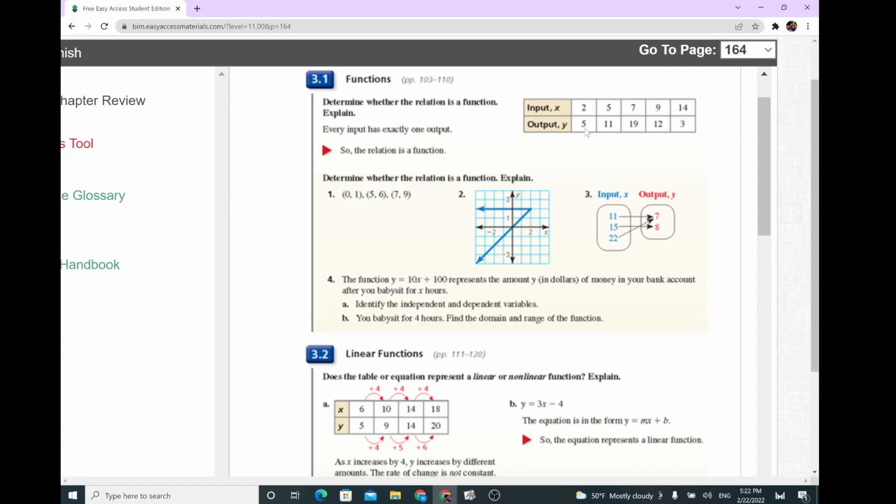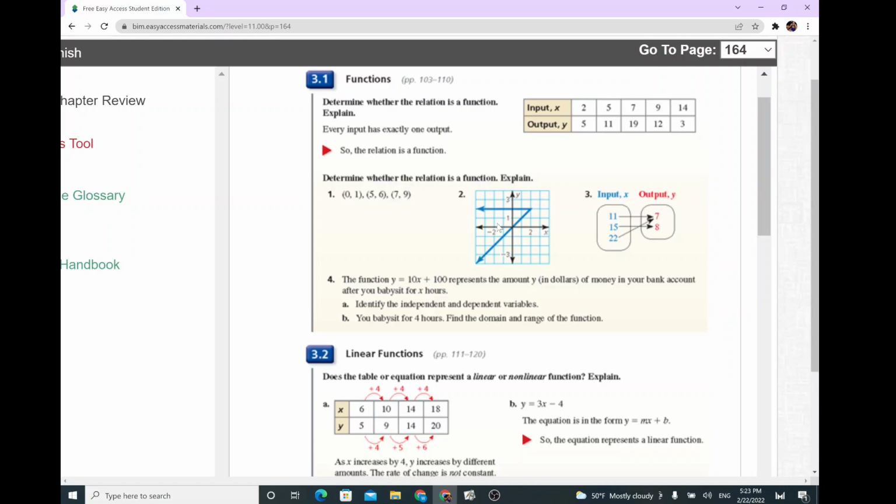So we've got 2, 5, 5, 11, 7, 19, 9, 12, 14, 3. According to the list, the input, the x value, or the independent variable, has no repeating x values. So for the relation given, it is a function. Similarly, this one has 0, 1, 5, 6, 7, 9. Again, there's no repeating x value, so it is a function.